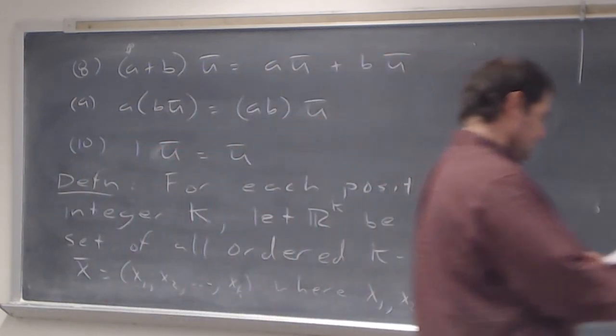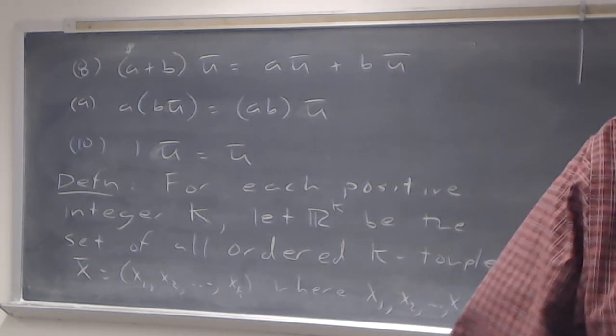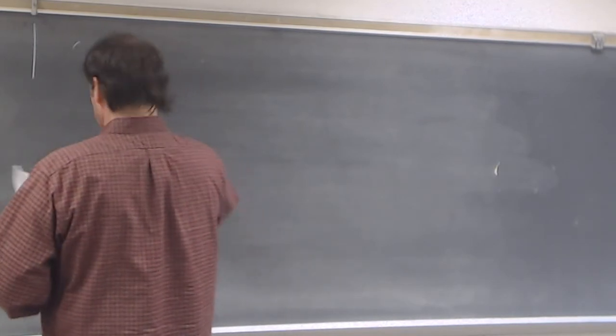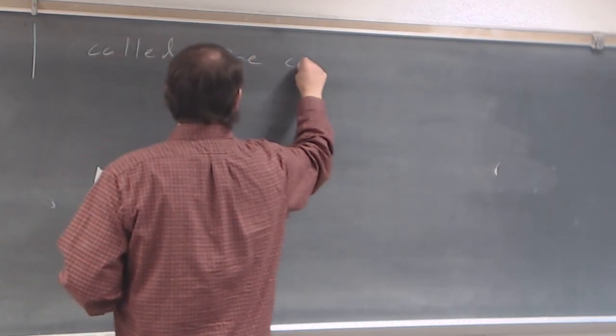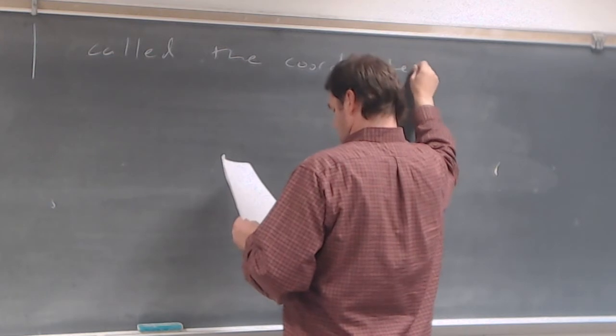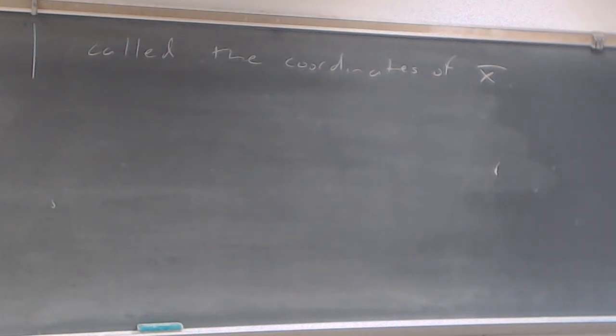That's not all, we're almost done. And they're called the coordinates of x bar. So that's what our k is.